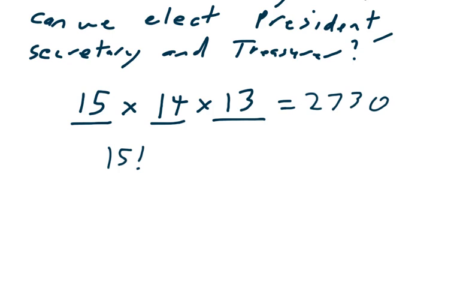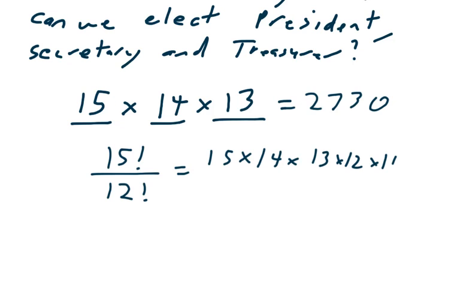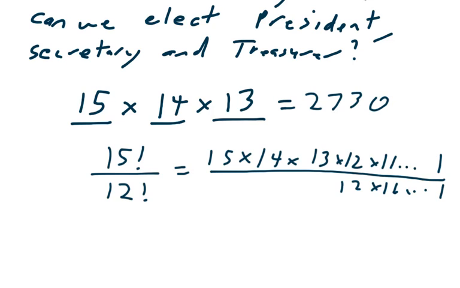Now, the fact is that there's another way that we can do this, is that we can do 15 factorial divided by 12 factorial. Because this would be 15 times 14 times 13 times 12 times 11, till we get to 1. And on the bottom, we'd have 12 times 11 times till we get to 1. And everything from 12 until 1 would cancel each other out. And we would still get the 2,730.